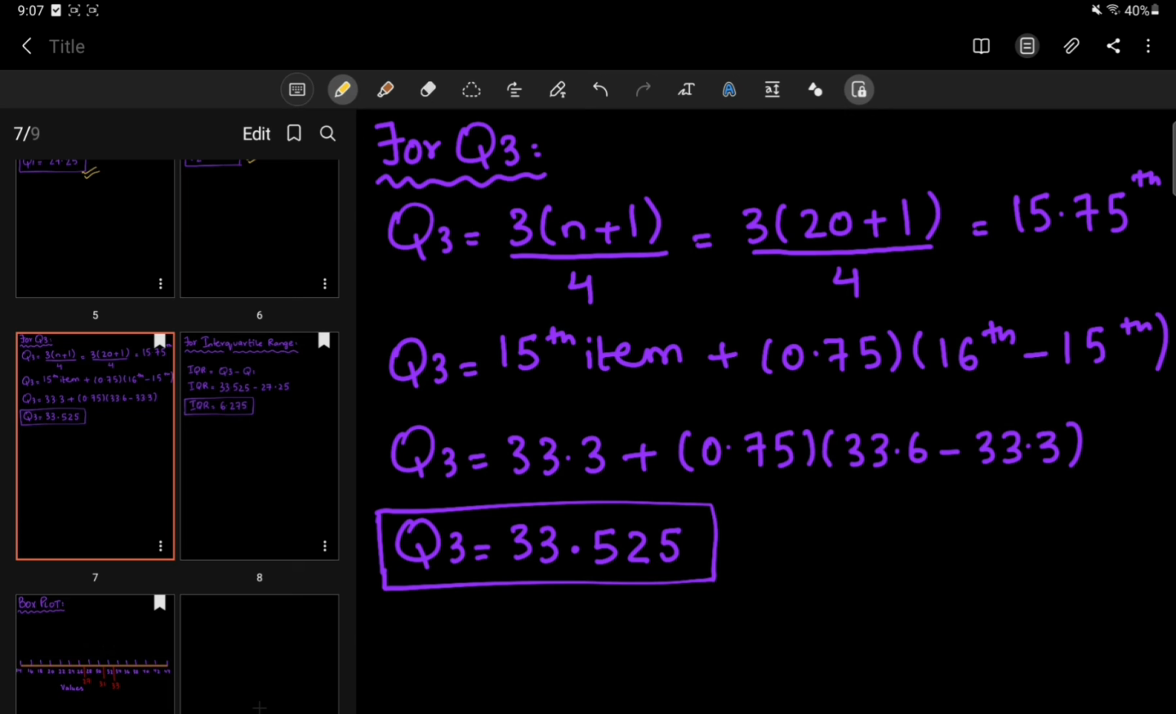Now moving on to quartile 3. We have the formula here. We put in the values and we again got a decimal number, so we just have to use interpolation again. The 15th item plus 0.75, which is the decimal number, times the 16th minus the 15th item. So we have put in the values of those items, and eventually we got the answer 33.525.